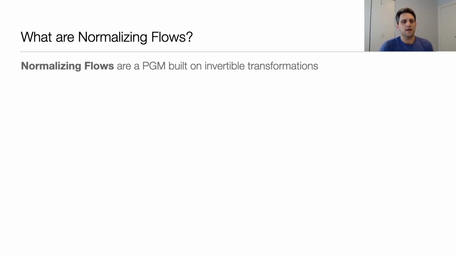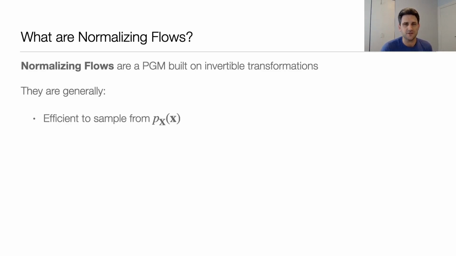Okay, at a high level, they have the following goals and generally the following properties. It is typically efficient to sample from normalizing flows. It is also typically efficient and possible to evaluate the density exactly or almost exactly. We'll talk about that a little bit later.